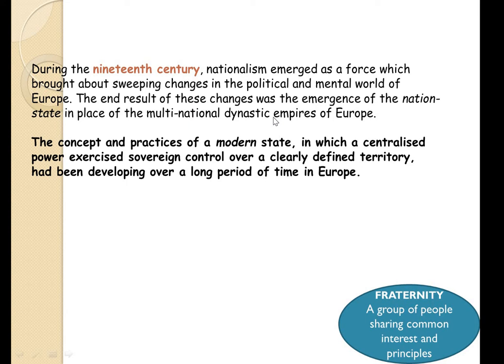The concept and practices of a modern state, that is a nation state, is to have a centralized power. Just now we saw under the vision of Frederick Sorrow, which was exercised by a sovereign or a monarch. Sovereign control should be there. And of course there should be a clearly defined territory. It's not that the monarch can rule over any place. It's not like that. There should be a clearly defined territory, which had been developing over a long period of time in Europe. It is not that you go and annex and conquer places immediately and say, come on, I'm going to rule these places. Then it becomes colonialism or imperialism. Did you understand this point?